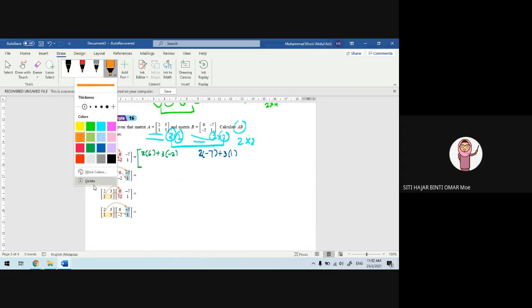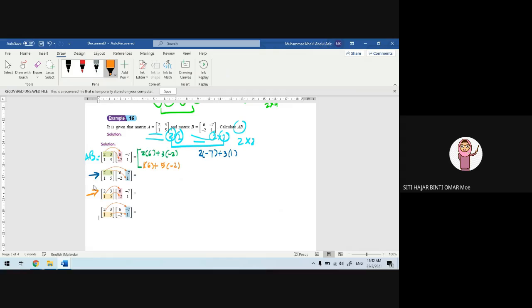So now we take a look here. Okay, next row and column. Here, 1 and 6, we write down here. 1 multiply 6, plus 5 and negative 2. 5 and negative 2. Alright, we write down here.